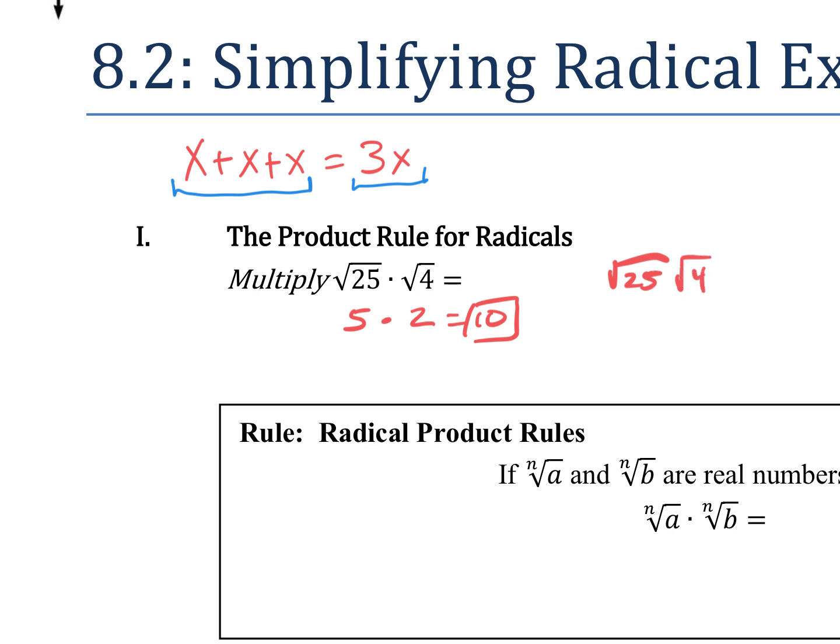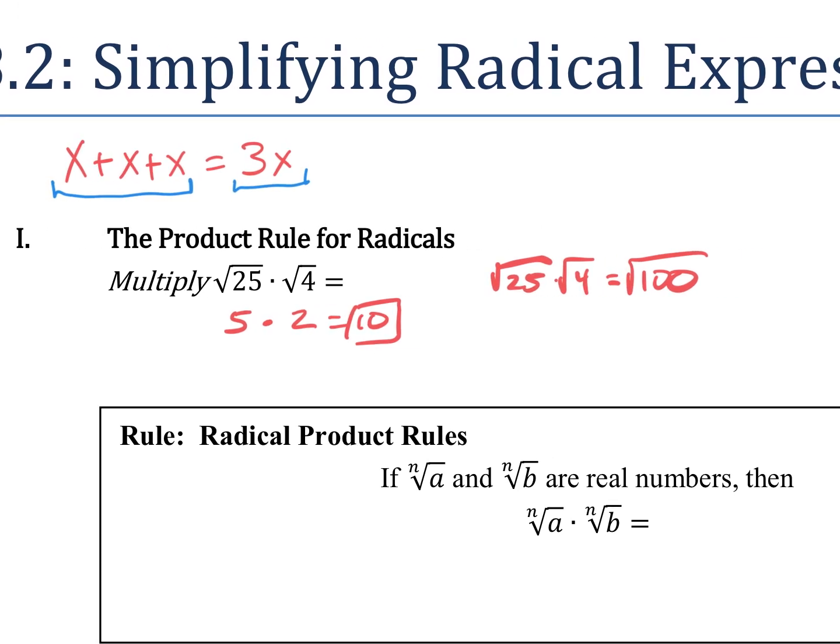What if we have the square root of 25 times the square root of 4? Well, maybe you might want to multiply those first. Let's just try it. 25 times 4 is 100. So that's the square root of 100. Well, what's the square root of 100? Remember, square root means what number squared equals 100? And the answer is 10. So we get the same answer.